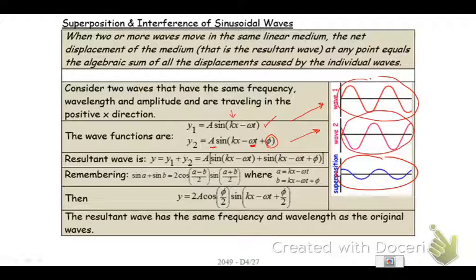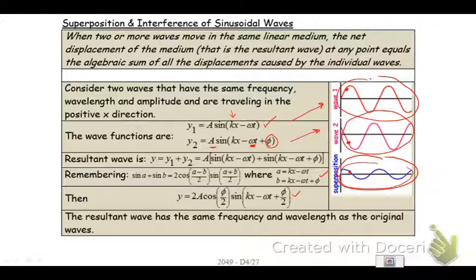We add them together. Y1 plus Y2 equals A sine kx minus omega t plus sine kx minus omega t plus phi. And of course you remember that sine A plus sine B equals 2 cosine of A minus B over 2 times sine of A plus B over 2. Of course you remember that. I had to look it up in the back of the book, but that's okay. And so it gives me this answer. You're not responsible for any of this derivation. I just want you to be clear that you can do the math, and when you do the math you get a shape that looks like that. And what it did was it took basically that numerical value plus that numerical value equals that numerical value.